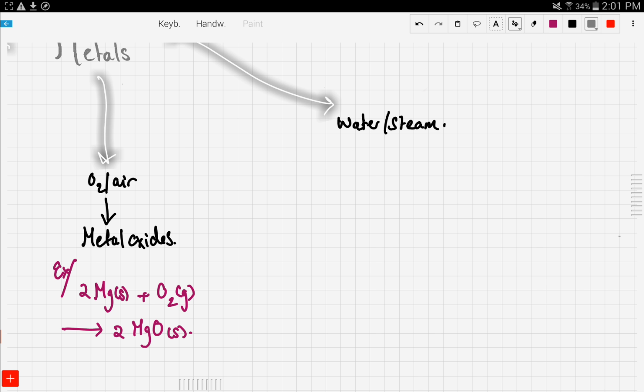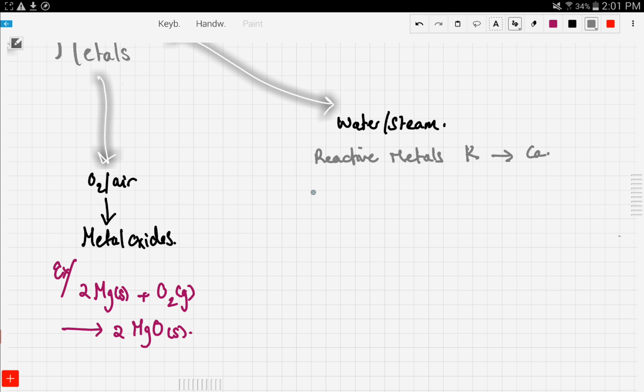So we're going to talk about reactive metals, and reactive metals are mainly from potassium to calcium in the reactivity series. And in this reaction, reactive metals react with water mainly, not steam. They react with water fast because they are reactive. And well, let's take an example.